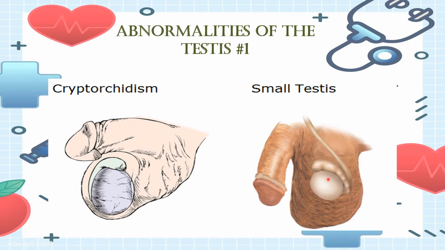Another here is the small testes. In adults, testicular length is usually greater than or equal to 3.5 centimeters. Small, firm testes, usually less than or equal to 2 cm, suggest Klinefelter syndrome.